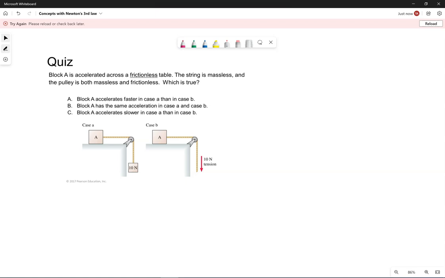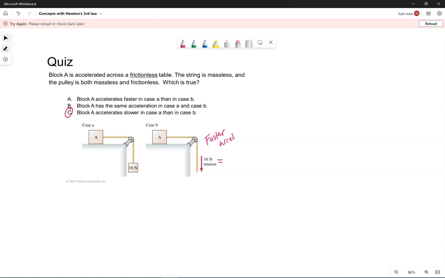The correct answer here is that block A accelerates faster in case B. So this is going to be a faster acceleration, bigger acceleration. So block A accelerates slower, so that makes C the correct answer.